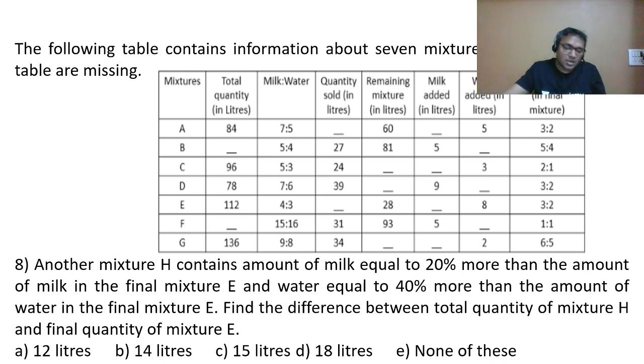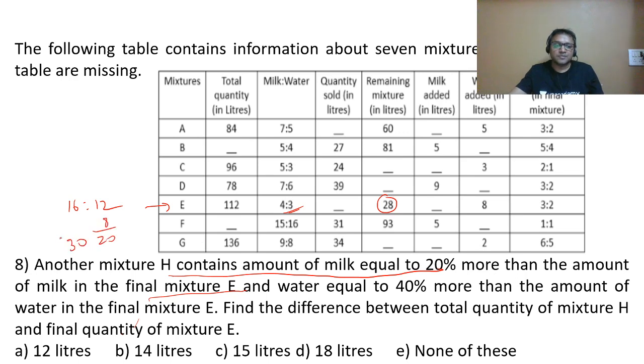Okay, coming to here, the mixture H contains an amount of milk equal to 20% more than the amount of milk in mixture E. If you look at E, 28 is left in a ratio of 4 is to 3. 7 fours are 28, so 16 and 12 for E. You add 8 liters of water, so it becomes 20, so this becomes 30 for E. Coming to H.